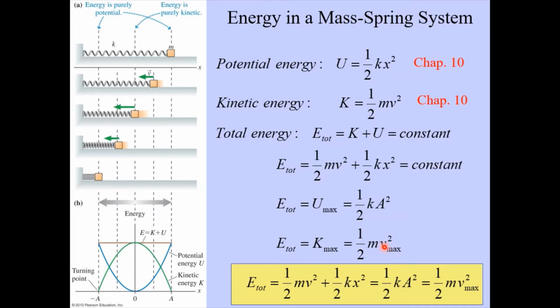So putting all of this together, we can summarize it all with one long equation here for the total energy of the mass spring system. The total energy, you can think of it three ways. It's 1/2 mv squared plus 1/2 kx squared. It's also equal to 1/2 k a squared. And it's also equal to 1/2 m v max squared. We'll look at an example where we use these equations shortly.